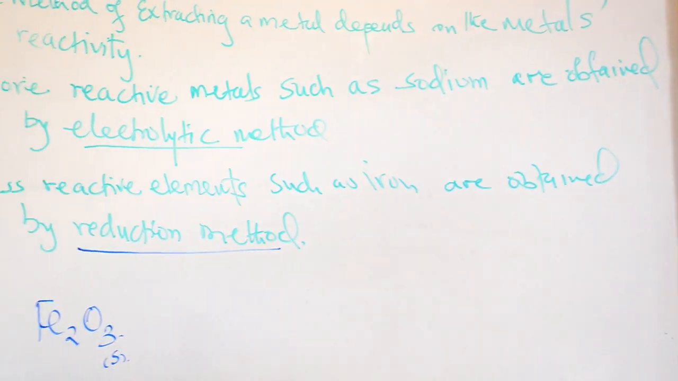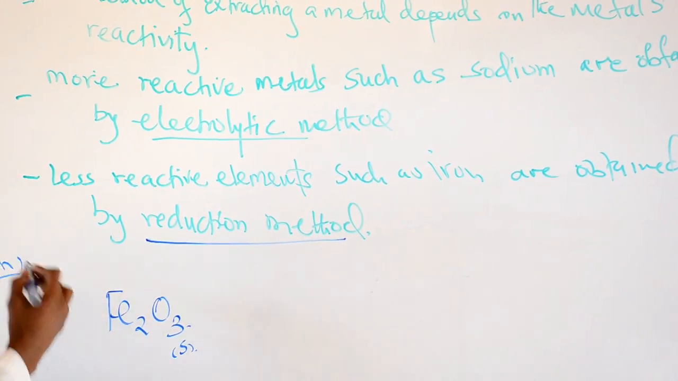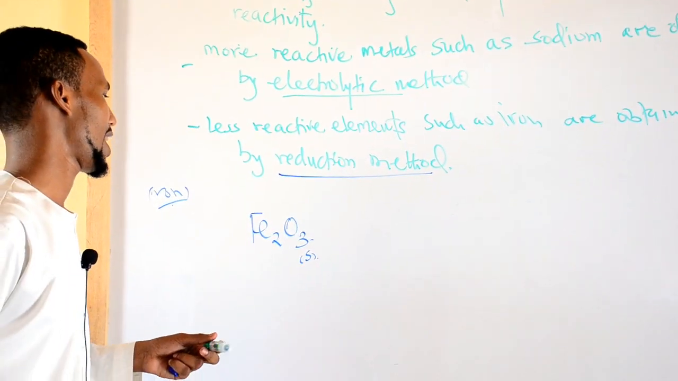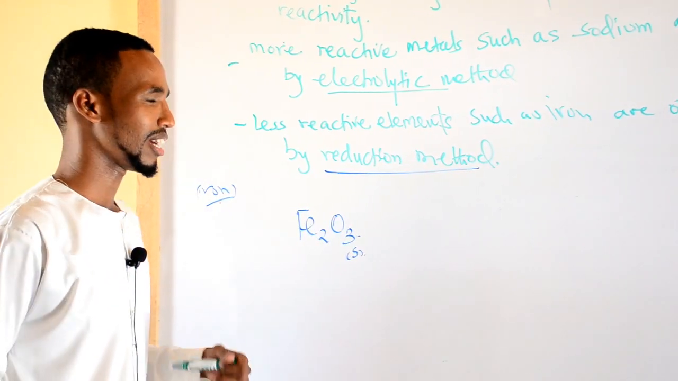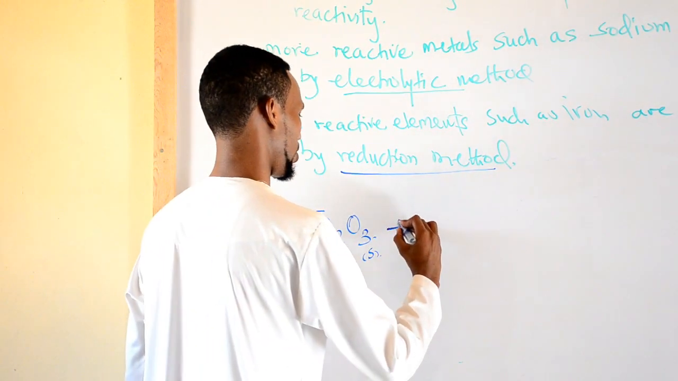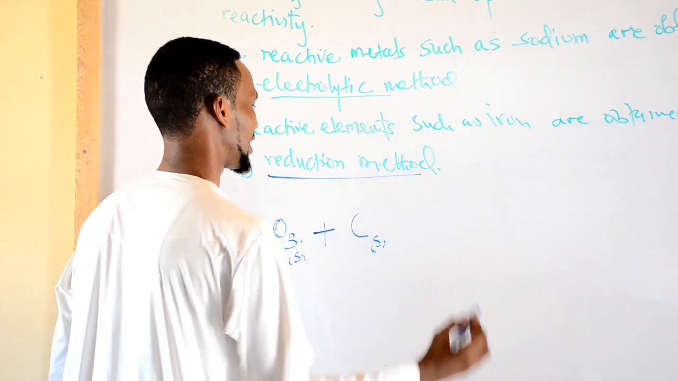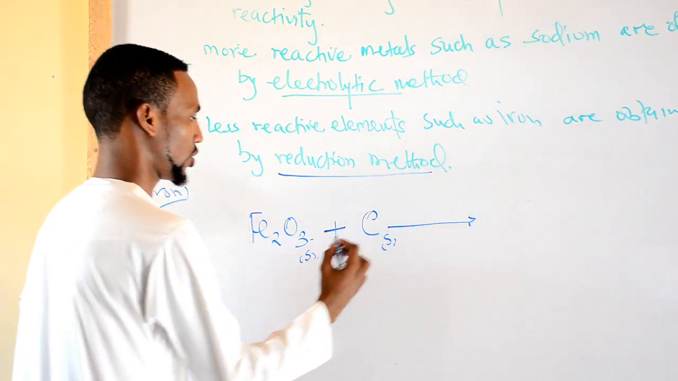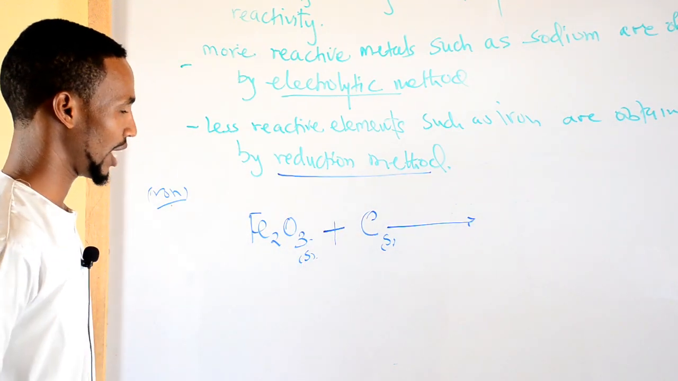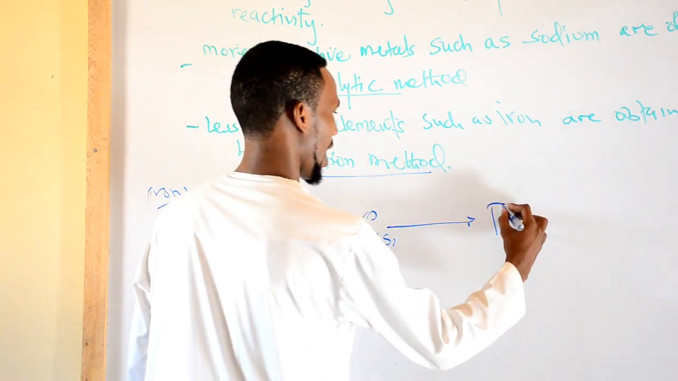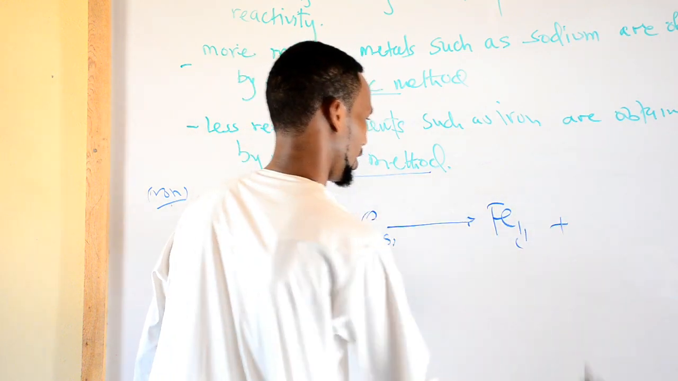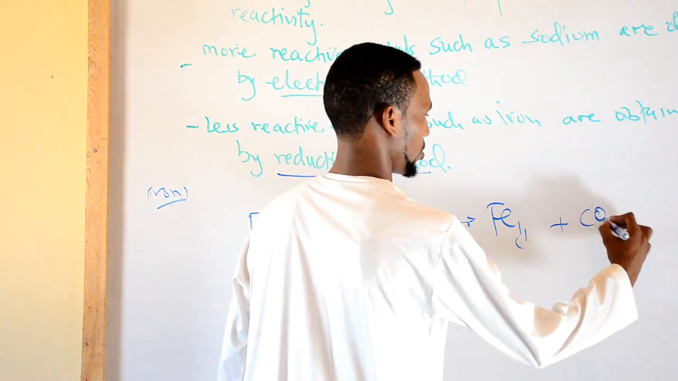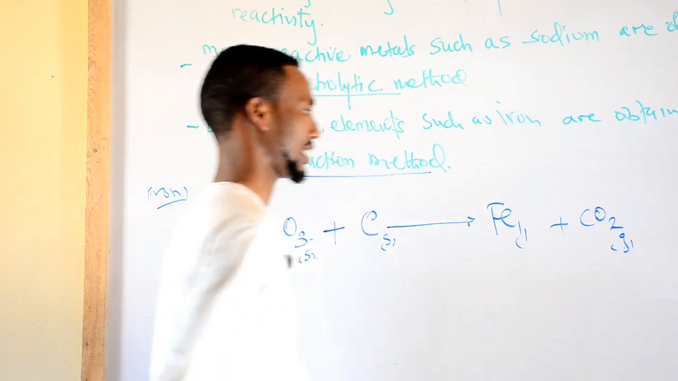Iron 3 oxide is the chief ore of iron. This one we shall see it later. So when we are extracting iron metal, we use this method called reduction method. And in reduction method, we use a certain reducing agent. So this reducing agent, carbon, will reduce iron 3 oxide into iron metal. And then the carbon itself will oxidize into carbon 4 oxide gas.